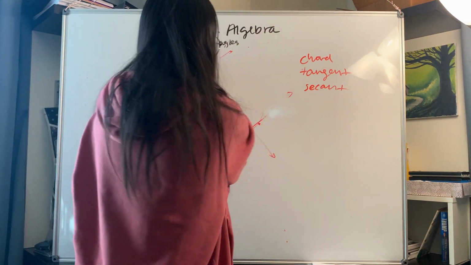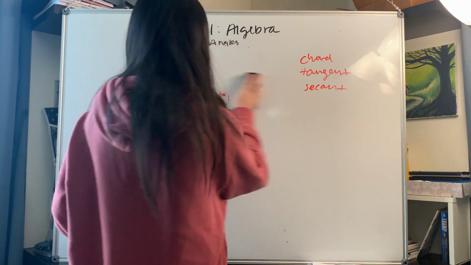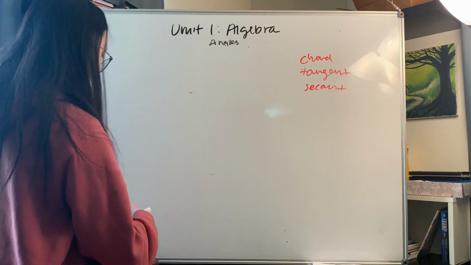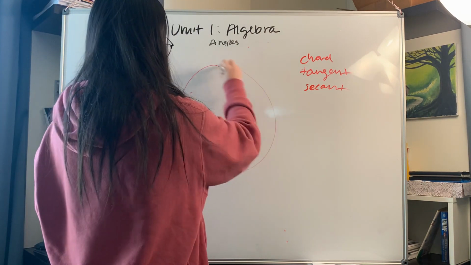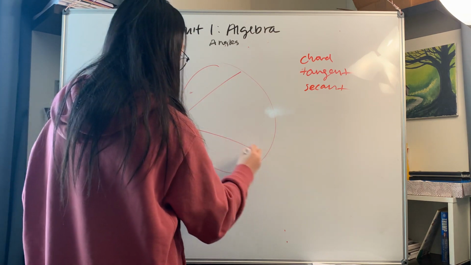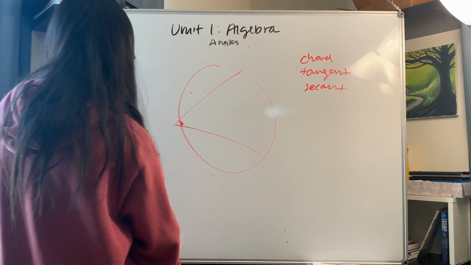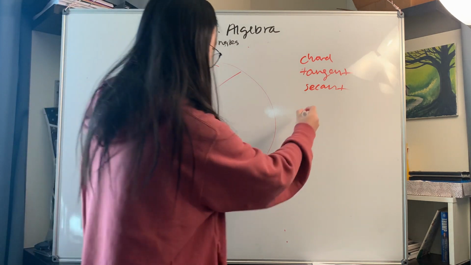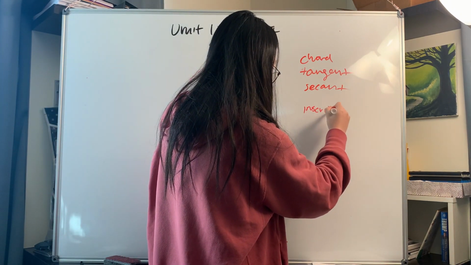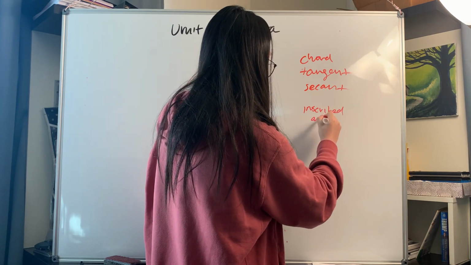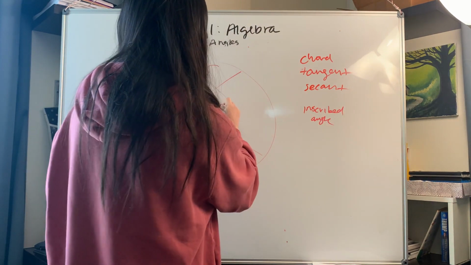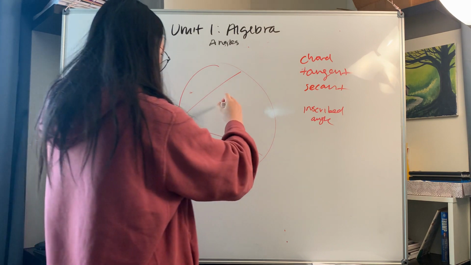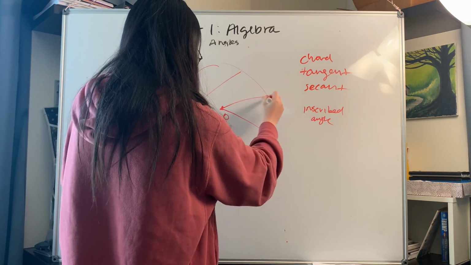And other than these lines, chords, tangents, and secants, we also have a few names for the angles that we can have in a circle. So this angle right here, sorry, it doesn't actually go outside of the circle. This angle right here, over here, would be an inscribed angle. And in addition to the inscribed angle, if we take our center here, we can also have a central angle.